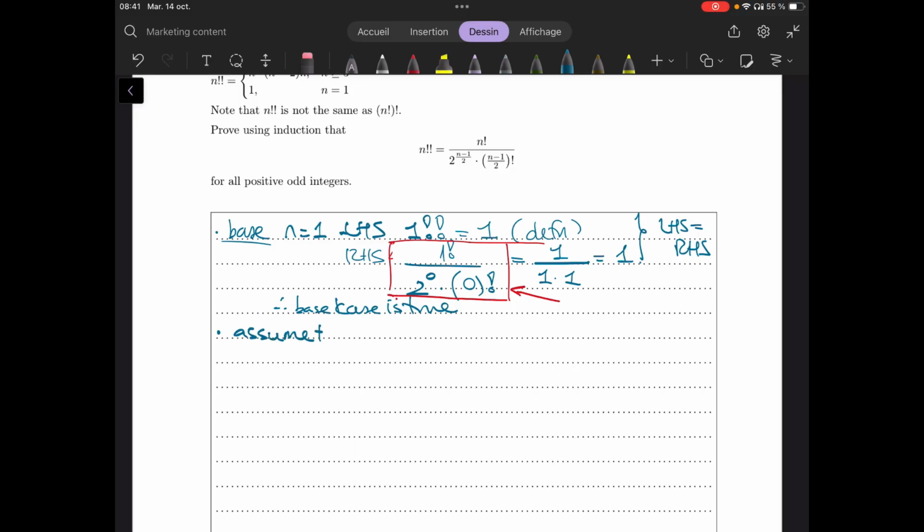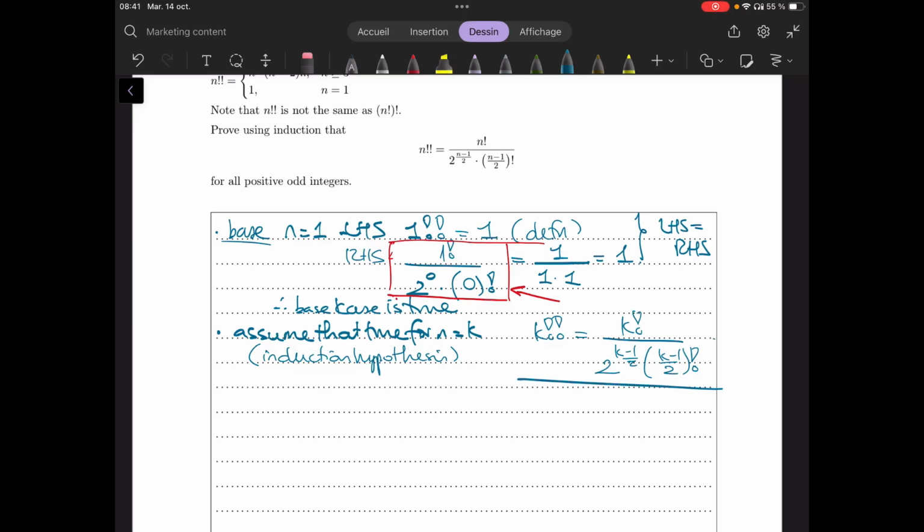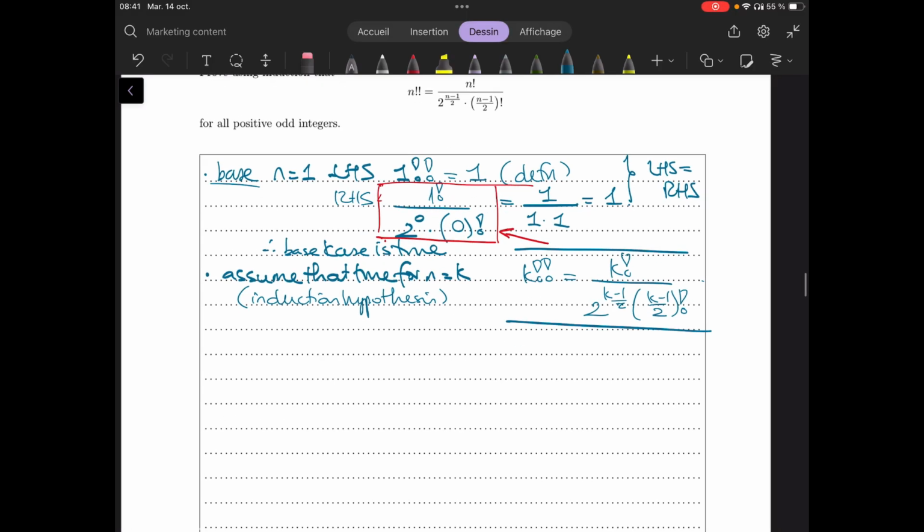Step 2. Assume that the statement is true for n equals k. This is also called the induction hypothesis. In other words, we are assuming that k double factorial is equal to k factorial divided by 2 to the (k minus 1) divided by 2, times ((k minus 1) divided by 2) factorial.